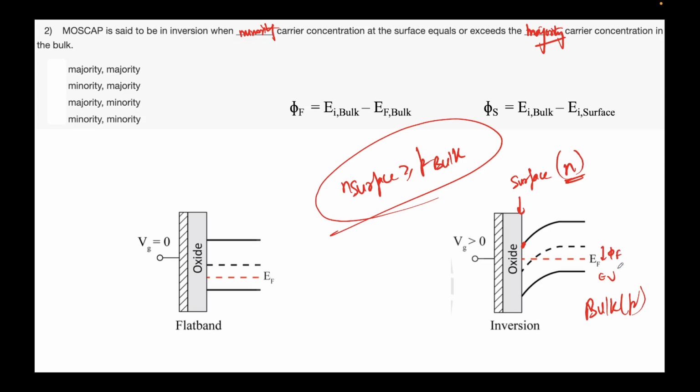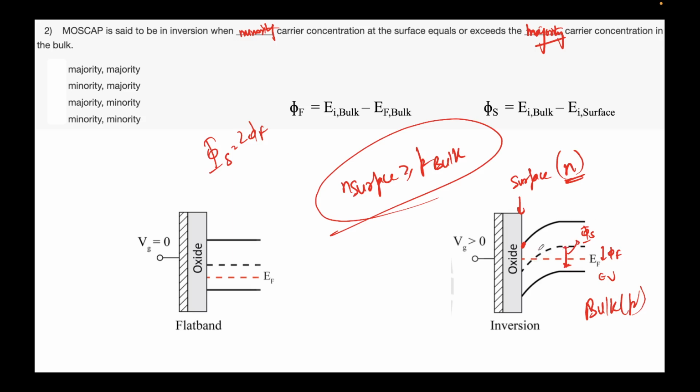This is what we had defined as phi f. Phi s is essentially the nature of band bending, so you see Ei bulk minus Ei surface. So this is what we had seen as phi s. Essentially, the strong inversion we refer to as phi s is 2 phi f. That is, the band has bent not just to intrinsic.